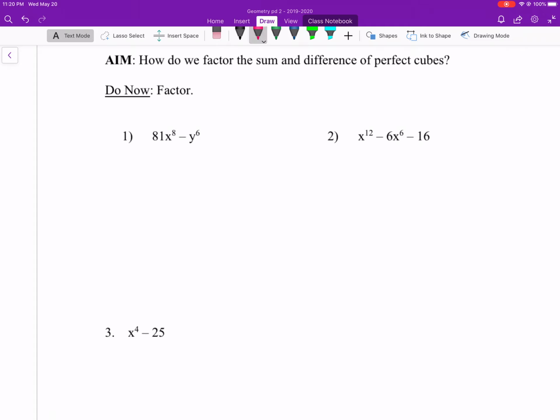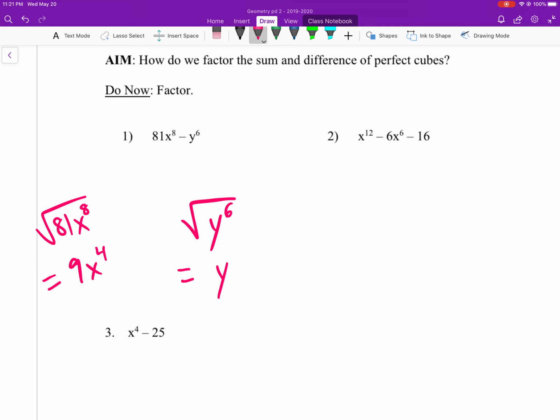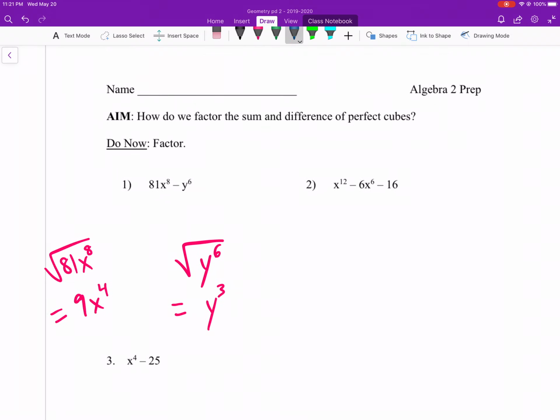The reason is that if we take the square root of 81x to the 8th, the result is a perfect 9x to the 4th, because 9 times 9 gives you 81, and x to the 4th times x to the 4th gives you x to the 8th power. And if we take the square root of y to the 6th power, that's a perfect square, which is y to the 3rd, because y to the 3rd times y to the 3rd gives you y to the 6th power.